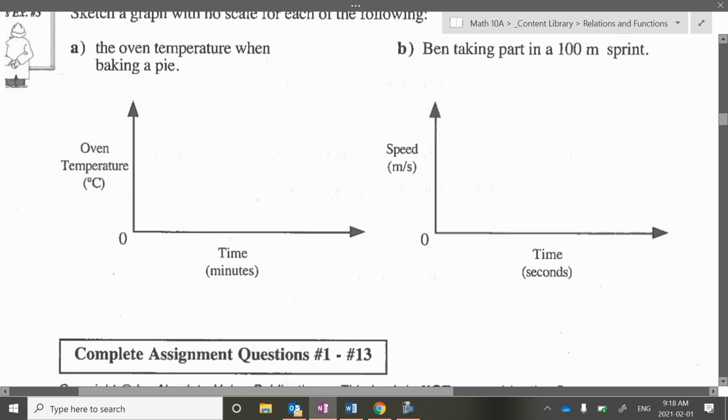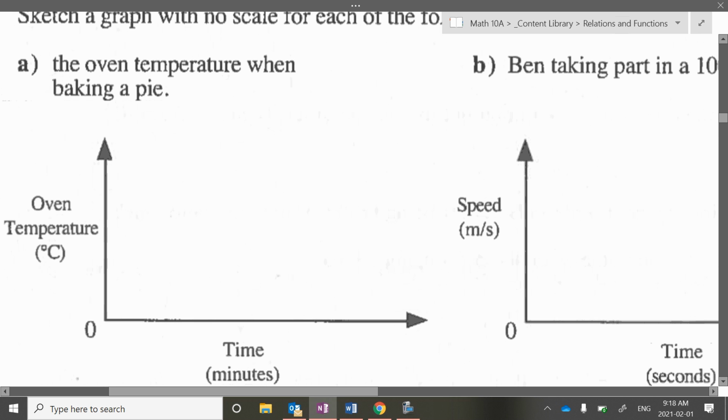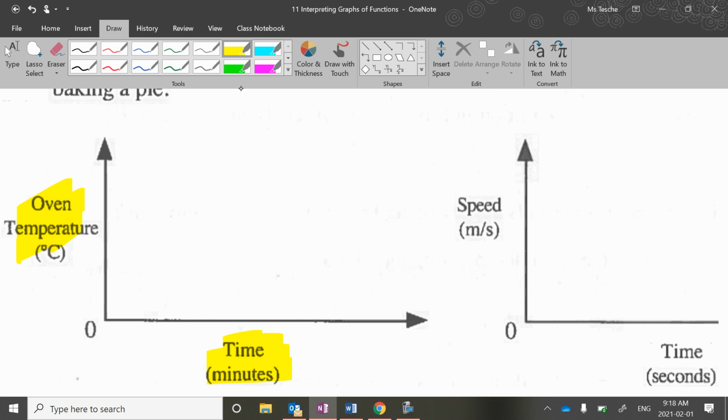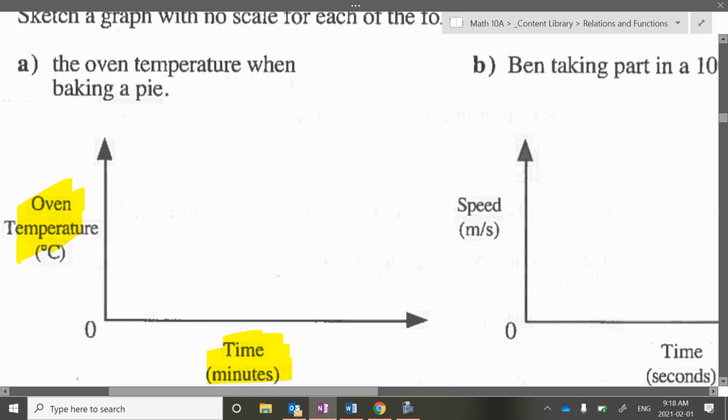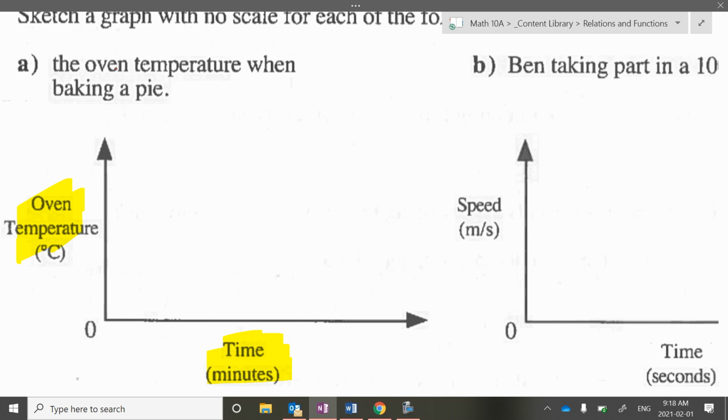Okay, let's draw our own story. So the oven temperature when baking a pie. So again, we have time in minutes, and then we have our oven temperature. In this context, let's say we're starting with our oven turned off, since we haven't preheated it yet. So what does it look like as the oven's preheating? What type of line are we drawing?